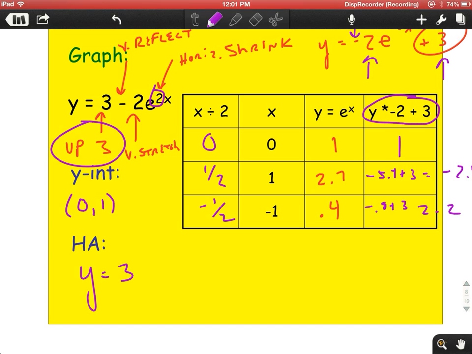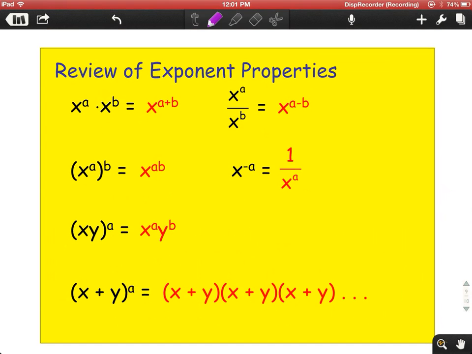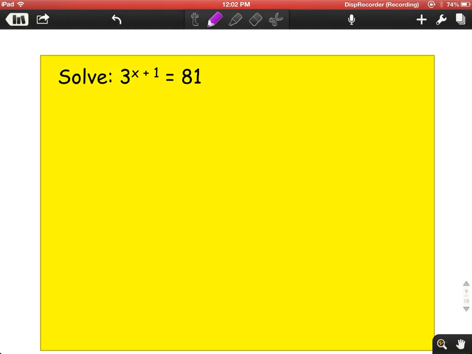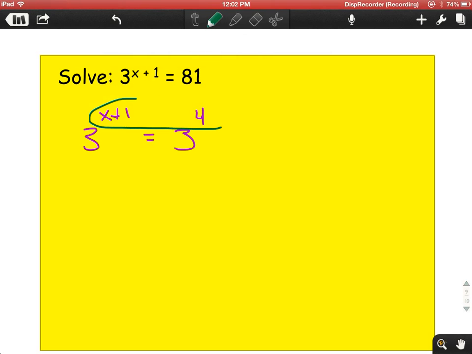All right, and the last thing we want to take a look at in this podcast is using the properties of exponents. When you multiply, you add exponents. When you divide, you subtract exponents. The idea of a negative exponent, a power to a power, and so on and so forth. Let's do just a couple quick examples of that. So here's an example where I could rewrite 81 as 3 to the 4th power. And if I write 81 as 3 to the 4th, then, because I have the same base, all I have to do is solve this simple equation, x plus 1 equals 4, and therefore x is 3.